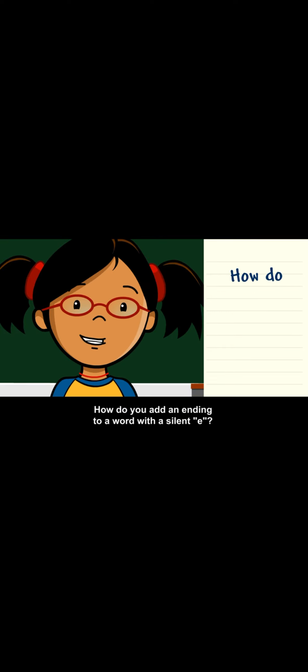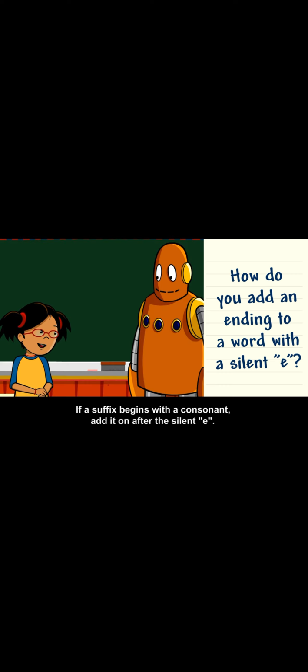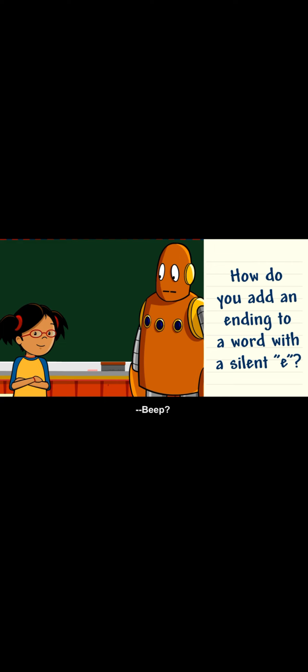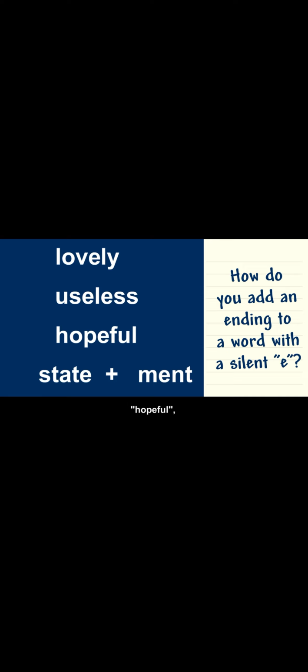How do you add an ending to a word with a silent E? A suffix is a letter or group of letters that are added to the end of a word to change it. If a suffix begins with a consonant, add it on after the silent E. Words like lovely, useless, hopeful, and statement all follow this rule.